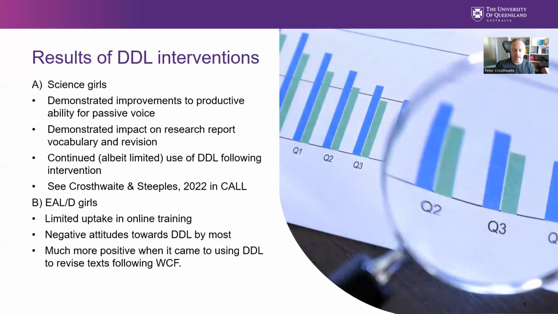So while I did take the same approach with both groups of students, we ended up with markedly different results. Science girls overall were very positive, took to the DDL intervention in a very positive way. We had demonstrated impact on their ability to produce the passive voice construction, which was very important in the research report genre that they were involved in writing. When they were using corpora, not for the passive, but under their own steam, we saw impact on vocabulary development and revision processes in response to written corrective feedback.